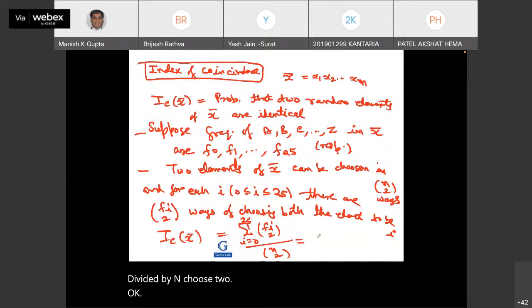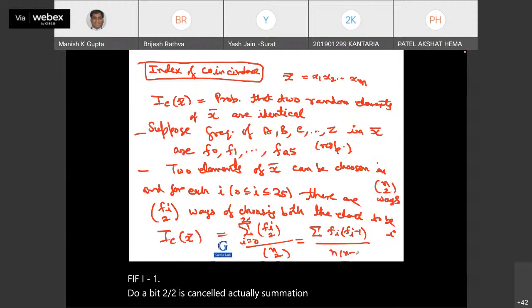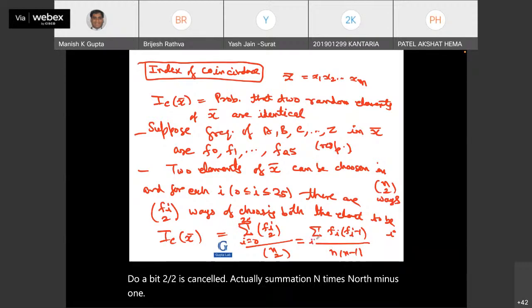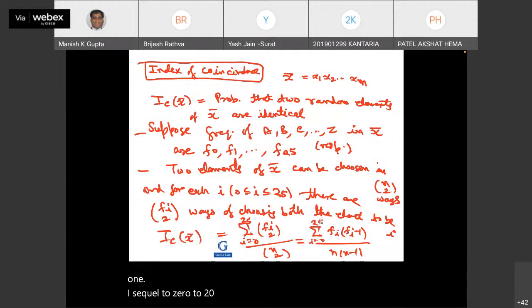If you want, you can compute it here. It is the summation of Fi times Fi minus 1, divided by 2, where the 2 is cancelled, over n times n minus 1, i equal to 0 to 25. So we can compute the index of coincidence like this.